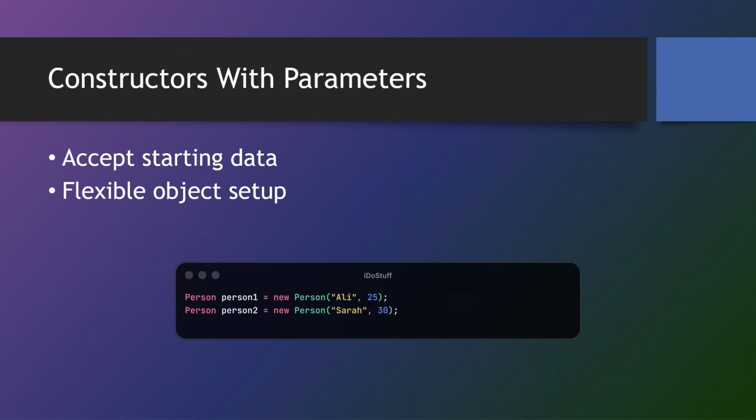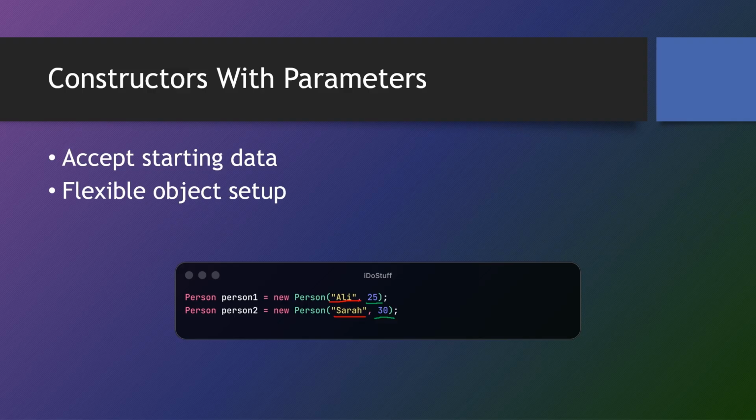Constructors with parameters. Why they're powerful. Sometimes, you don't want the same starting values every time. That's where constructor parameters come in. Parameters let you pass data into the object at the moment it's created. This allows custom setup, less repeated code, more flexible objects. Each object can start with different values while using the same class.